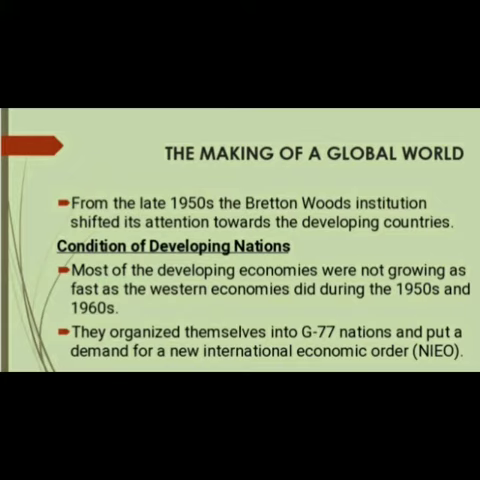As most of the developing economies were not growing as fast as the Western economies did during the 1950s and 1960s, they organized themselves into the G77 nations and put forward a demand for a New International Economic Order, NIEO. By NIEO, their main aim was to have real control over their natural resources, fair prices for raw materials, and better access for manufactured goods in developed countries' markets.